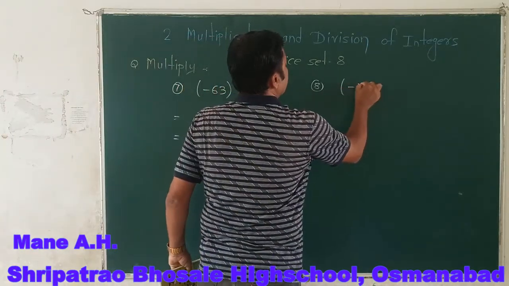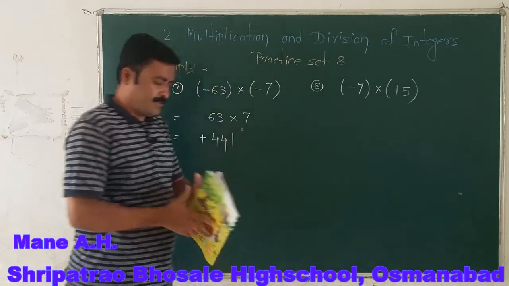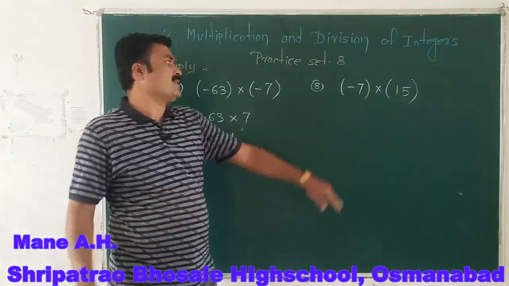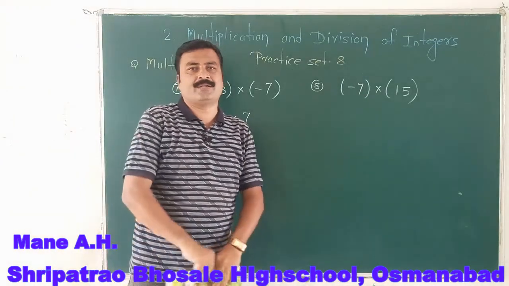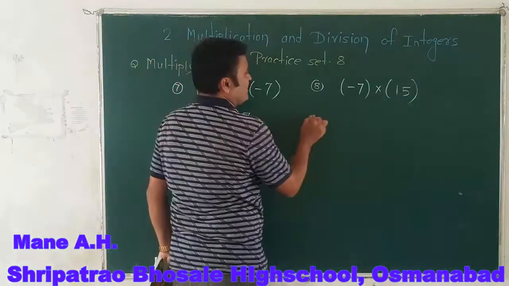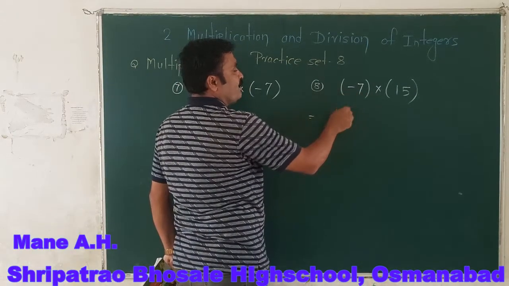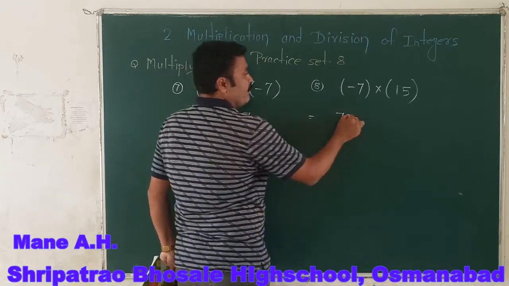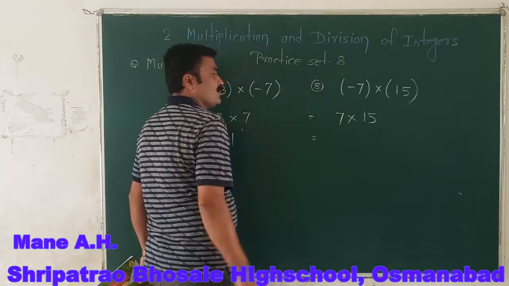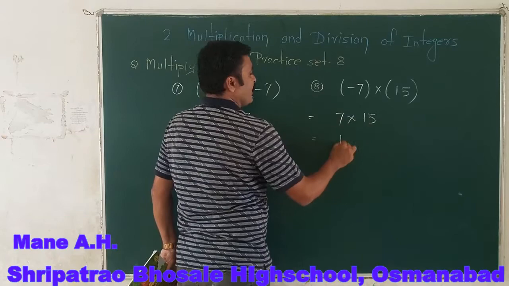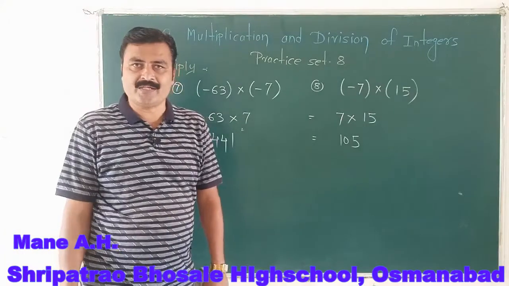That is minus 7 into second bracket 15. If you observe this eighth example, minus 7 is a negative integer, 15 is a positive integer. So while taking the product of these two integers, first we take their magnitude. Magnitude of minus 7 is simply 7, multiplied by magnitude of plus 15 is simply 15. So 7 into 15, 7 15s are 105. This is the product of two magnitudes.